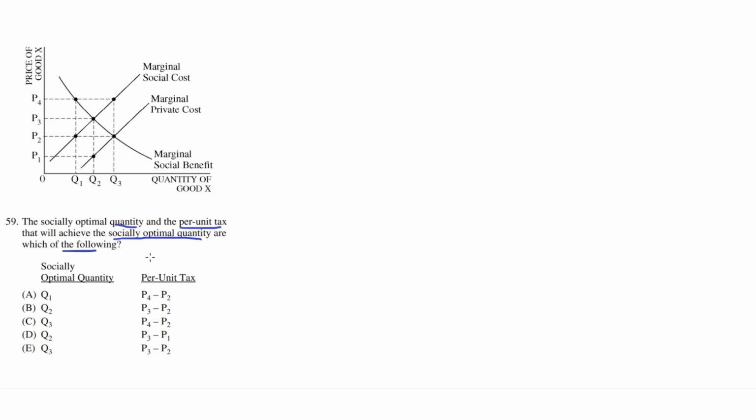Now to highlight the socially optimal quantity, we have to look at the point where MSC equals MSB. Essentially, marginal social cost equals marginal social benefit. And looking at that, that is this curve here, where this curve intersects with marginal social benefit. So that would be at this point. Now we're asking for the socially optimal quantity, so we'll just have to look down, and that would be at this quantity, Q2.